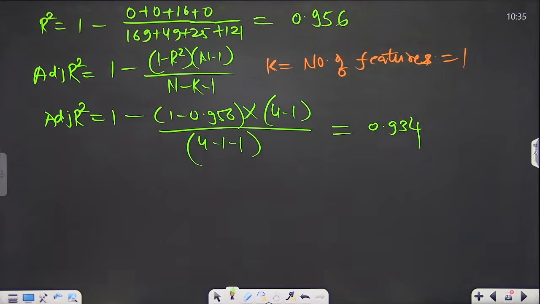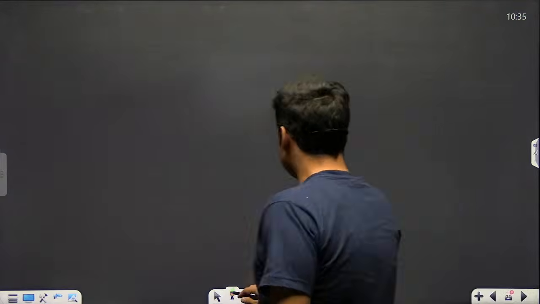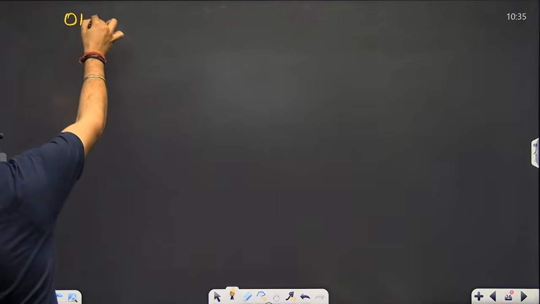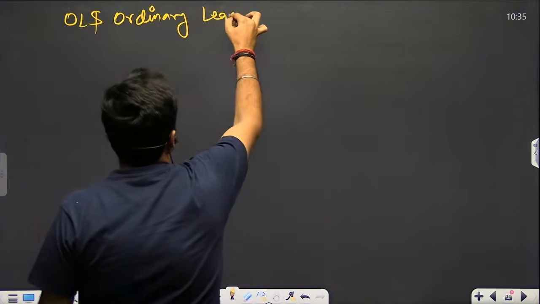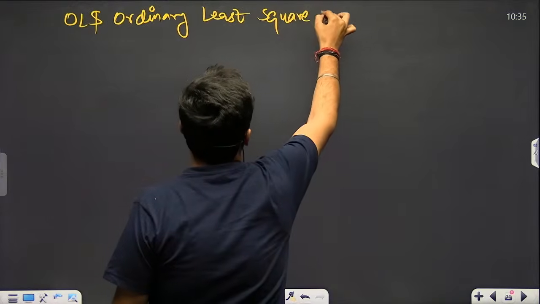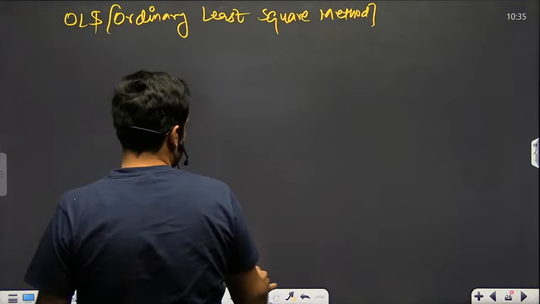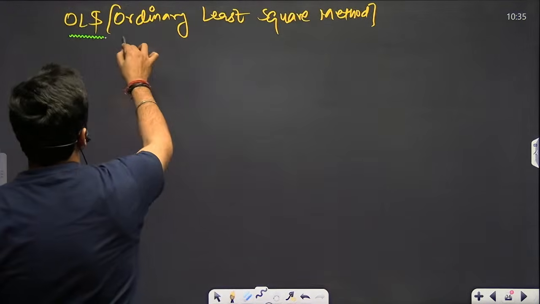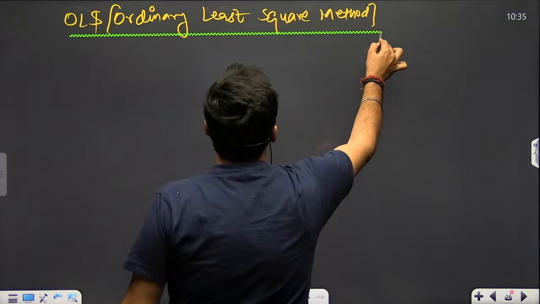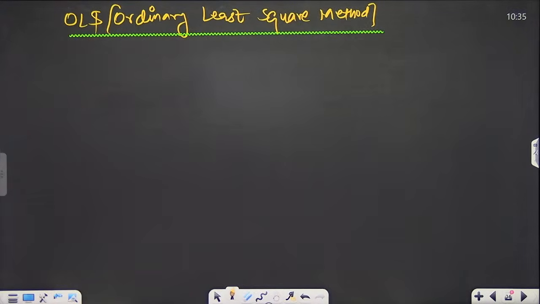Okay, चलिए. Now the next concept is how to use OLS method. OLS method is known as ordinary least square method, to calculate the value of slope and c.